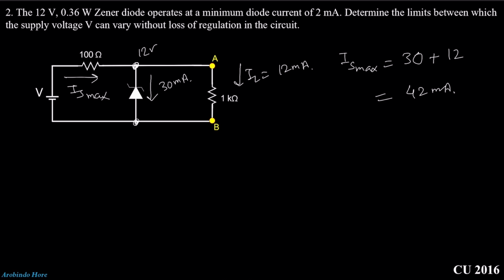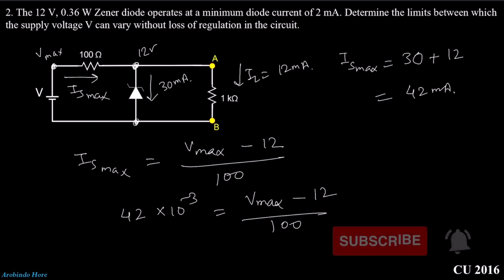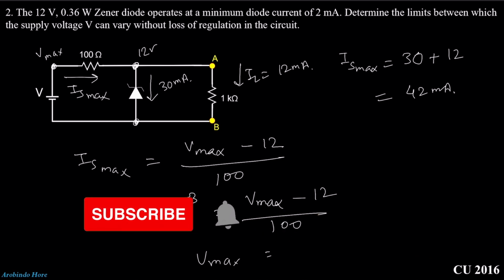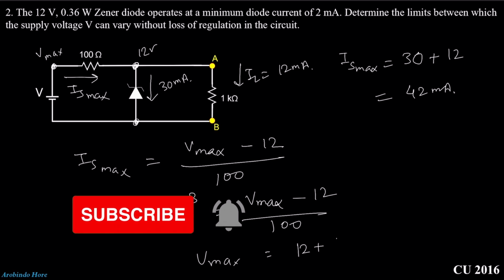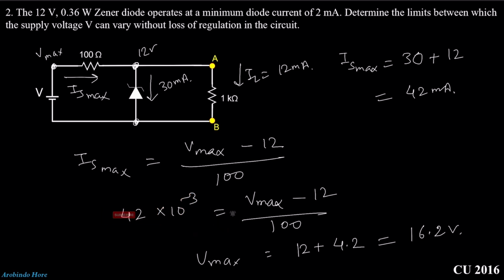Now, exactly the same. At this point, the potential is V max. So IS max, just by Ohm's law, equals V max minus 12 volt divided by 100. IS max is 42 milliampere, so V max minus 12 divided by 100. So V max will be 12 plus 4.2, that means equal to 16.2 volt.